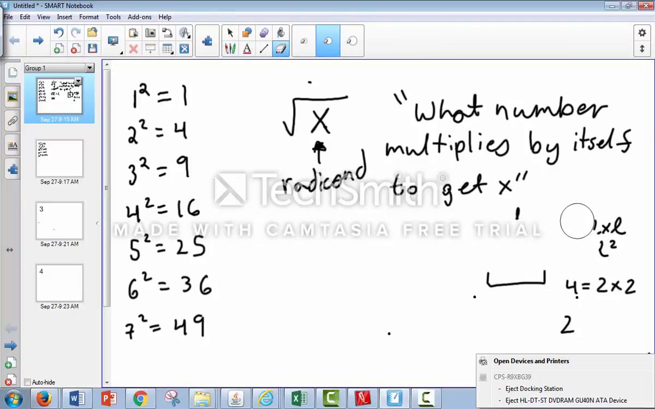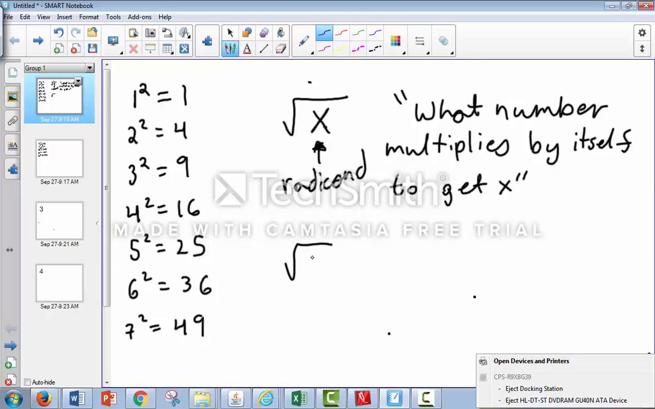Let's change that up. Let's let my radicand be 49. If my radicand is 49, what number multiplies by itself to get 49, to get my radicand? 7 times 7, or 7 squared, is 49. So the square root of 49 is 7.